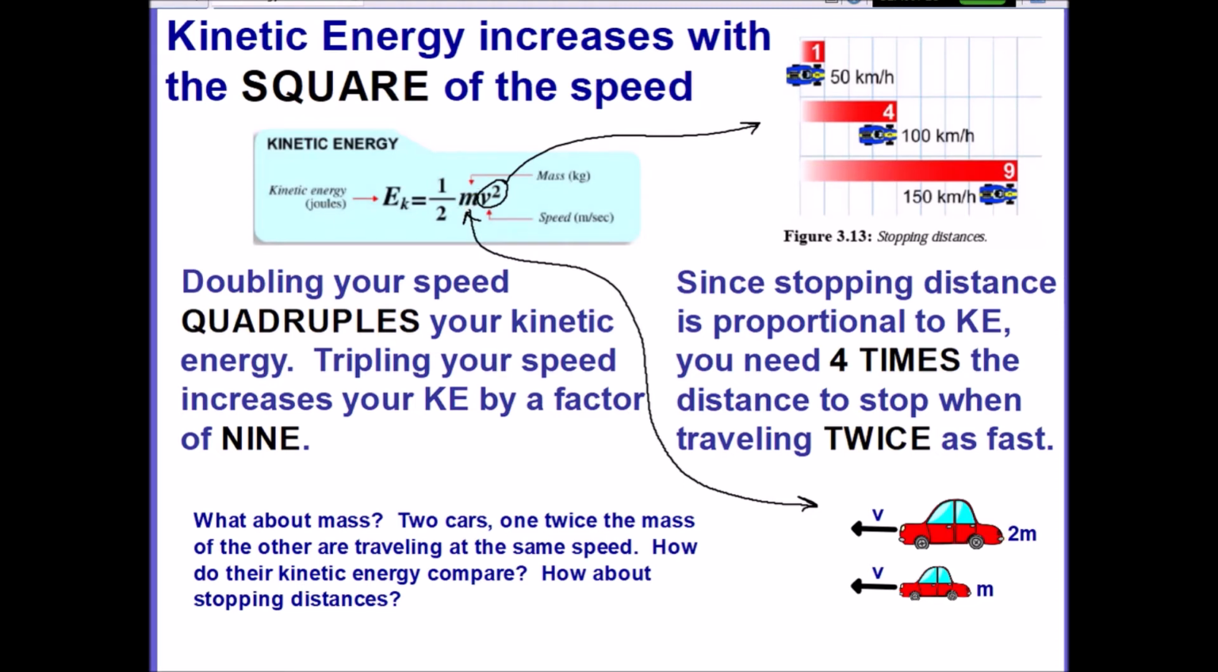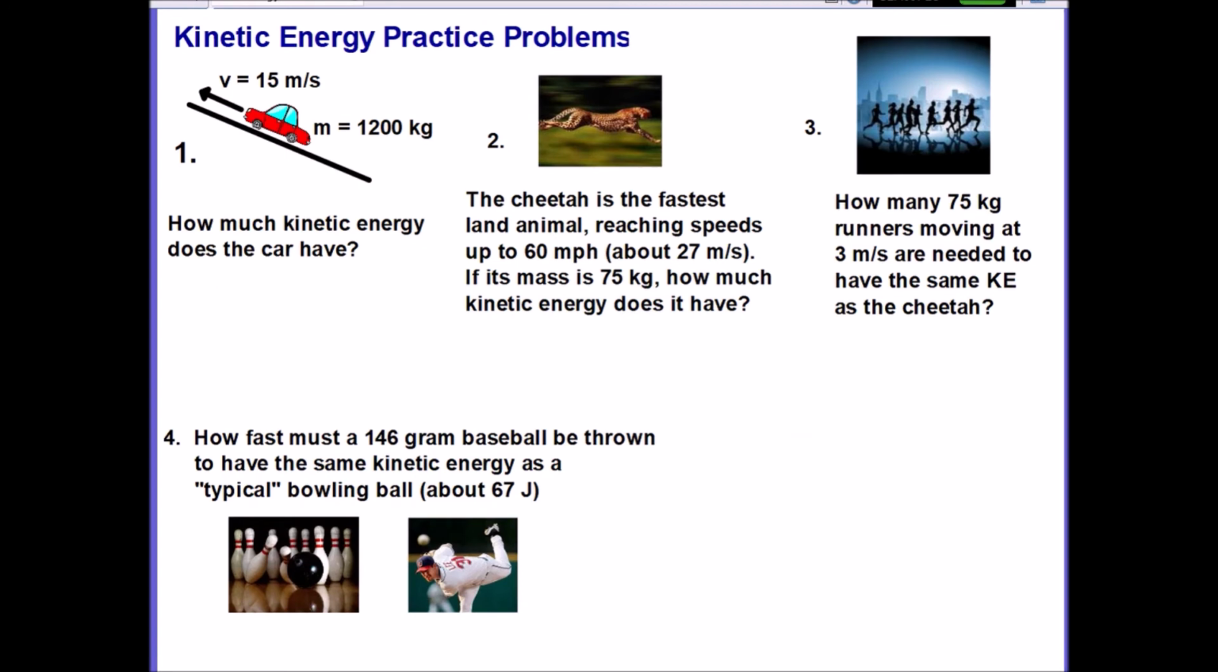Let's go ahead and try a few calculations. Here we have 4 problems that we'll look at. We have this car, mass 1,200 kilograms, traveling at 15 meters per second. Looks like it's going up a ramp. How much kinetic energy does the car have? So let's go ahead and just start with the equation. Write it out so we remember what to do with these numbers.